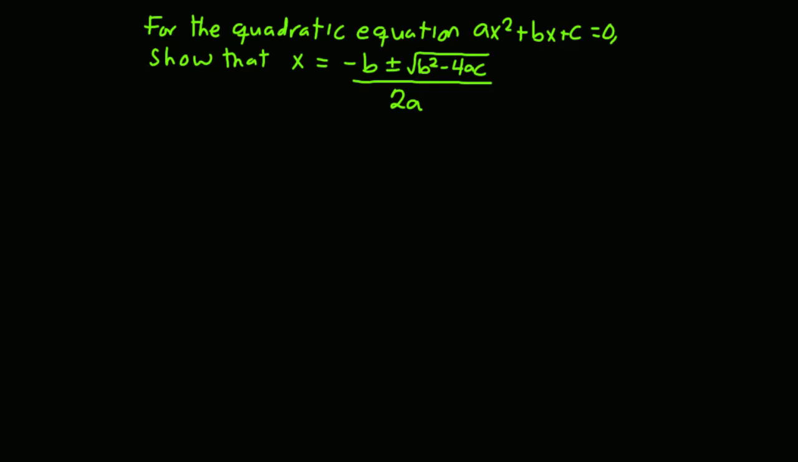Now in this video, we are to show that for a given quadratic equation ax squared plus bx plus c is equal to 0, the value of x is given as negative b plus or minus square root of b squared minus 4ac, all divided by 2a.